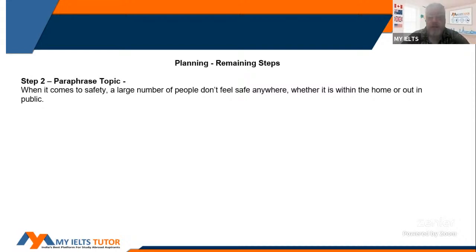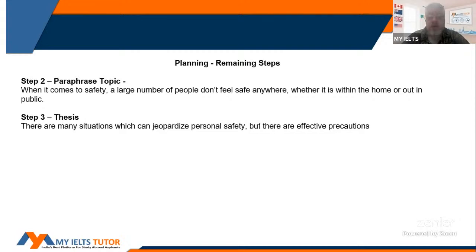Then we want to write our thesis. So basically here, there are many situations which can jeopardize personal safety, but there are effective precautions. And that's our thesis, okay? So now the step 4, brainstorming of our points. In this case, our problems and solutions. So here, since the question is asking within the home, outside the home, and then solutions.